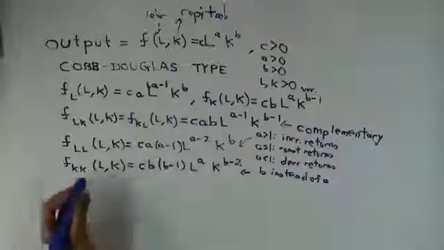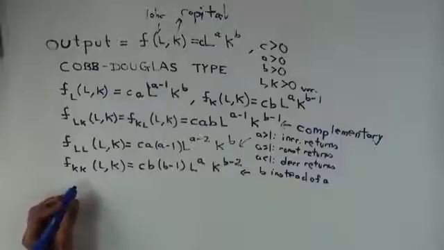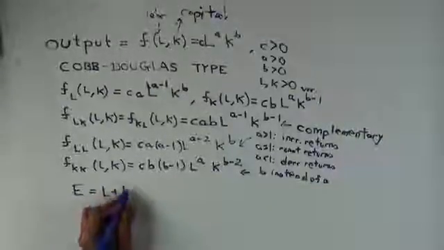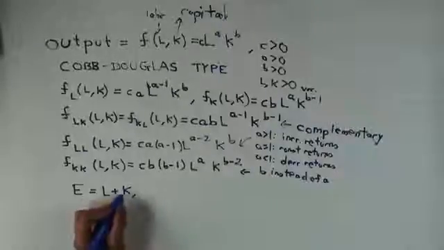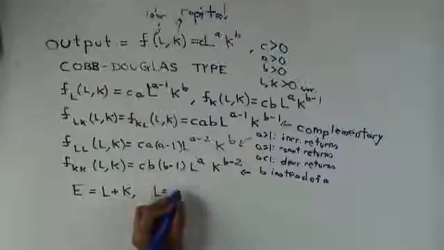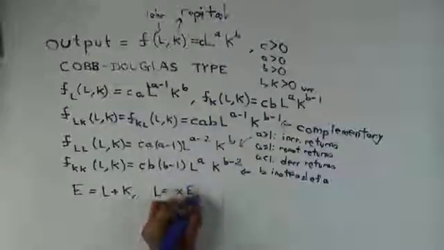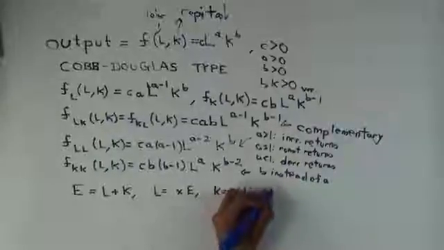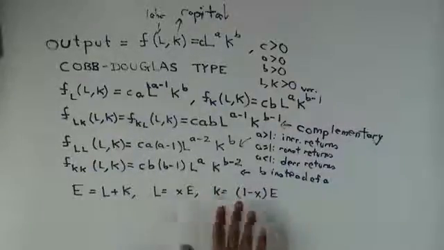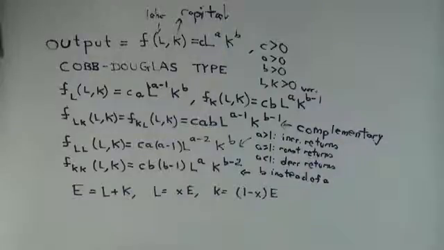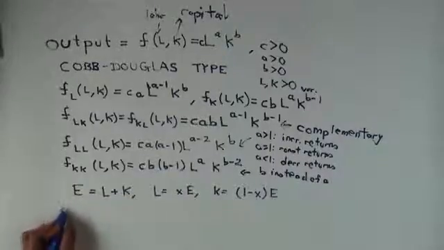Well, suppose my total expenditure E is L plus K. Okay, and now I fix L as a fixed fraction of E, and K as the remaining. So as the factory owner, I've decided that I'm always going to spend on labor and capital in this ratio, x is to 1 minus x. Now in that case, what's the output as a function of E?